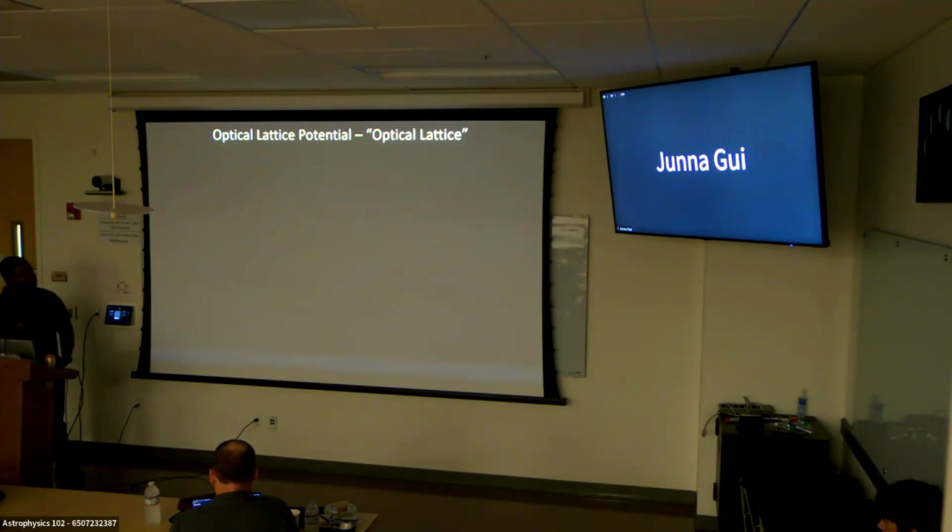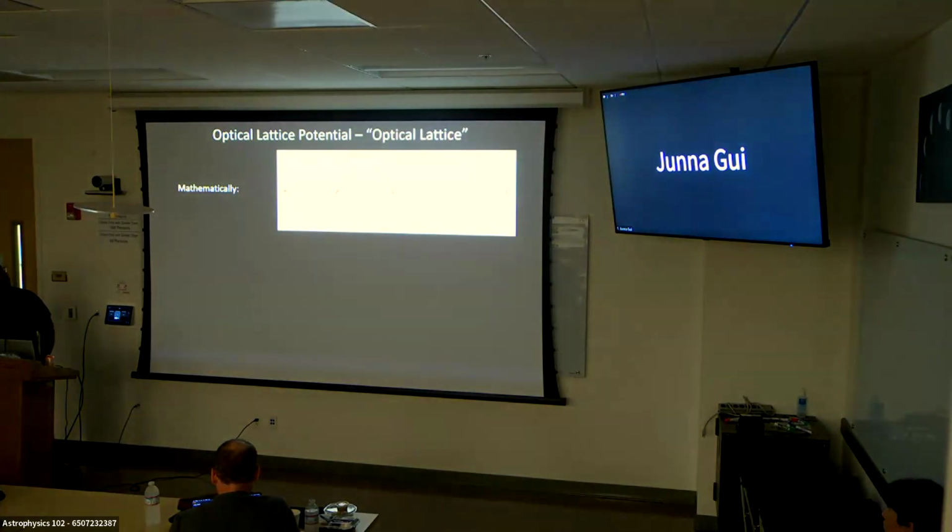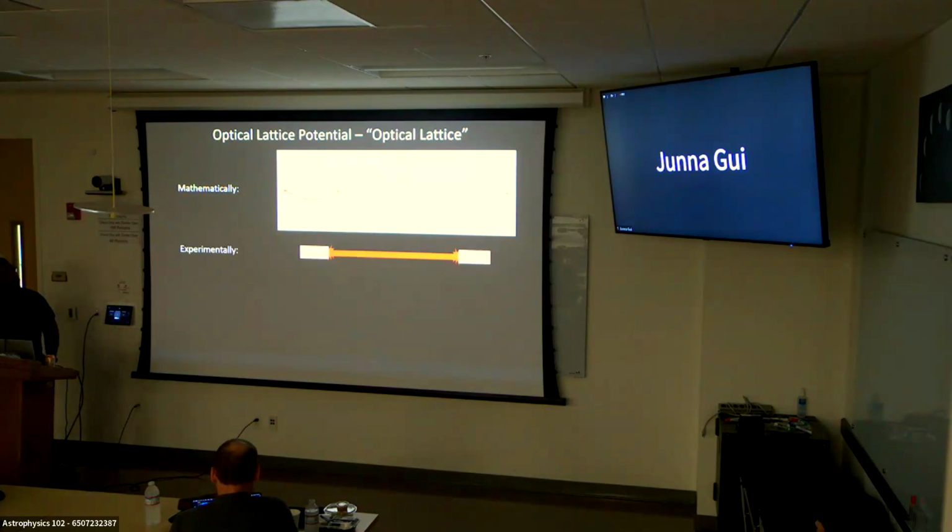Okay, but what do I mean by optical lattice? Well, mathematically, I can learn something from these waves and how they sum. I have a red and blue traveling wave. They're counterpropagating. They add to make the black wave. Experimentally, I can realize this with two counterpropagating lasers. Lasers are just, in a sense, traveling waves of electric field.